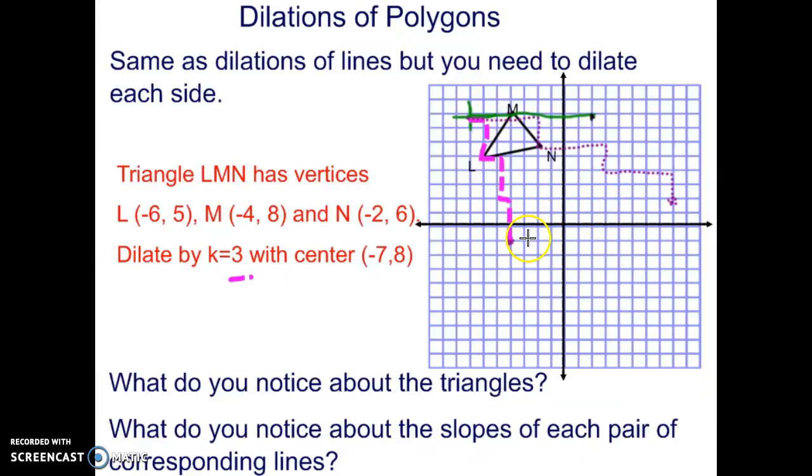So if I draw lines between these, I have a point way down here, I have a point up here, and I have a point way over here. So if you look at this triangle, and if I label my points, this is L prime, this is M prime, and this is N prime. You'll see that the sides of each triangle are 3 times as big because the scale factor is 3. These triangles are similar because all of the sides have the same scale factor. So side, side, side similarity tells us that triangle LMN is similar to triangle L prime, M prime, N prime.